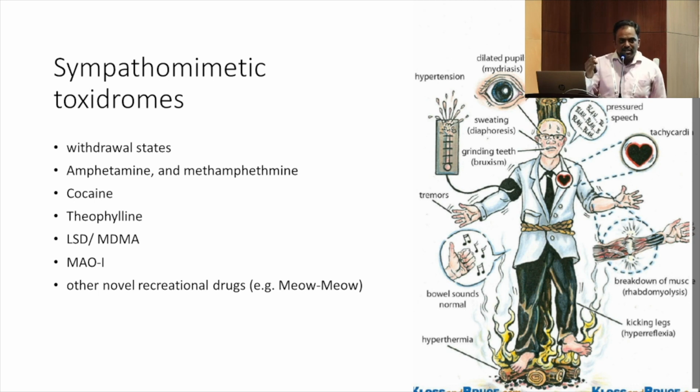The drugs which come into this classification of sympathomimetic toxidromes: the patient might be in a withdrawal state, either opioid withdrawal, nicotine withdrawal, or alcohol withdrawal, which might present with sympathomimetic toxidromes. Also amphetamines and methamphetamines, cocaine, theophylline and other recreational drugs like LSD, MDMA and so on.